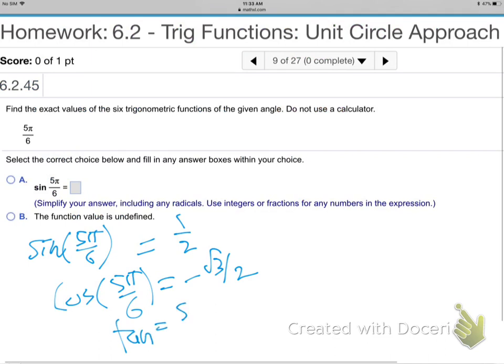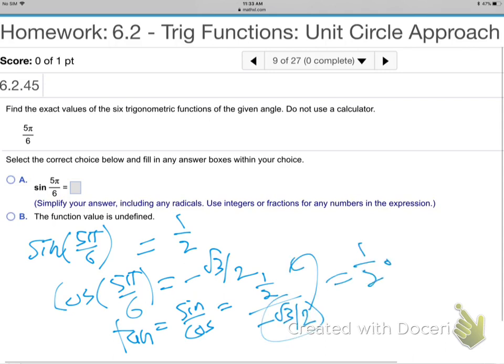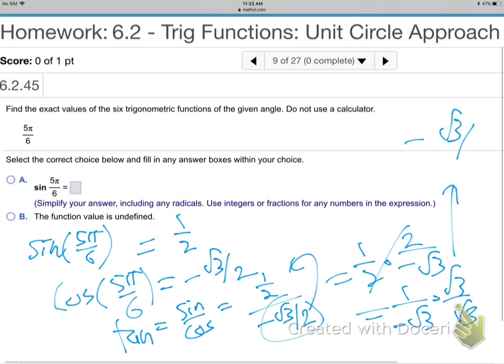So tangent is just sine over cosine. So it goes a half over negative root 3 over 2. Flip that up. So it's a half times 2 over negative root 3. These cancel. That's a negative. 1 over negative root 3. Get rid of the root 3. This problem just keeps going on and on. Negative root 3 over 3.